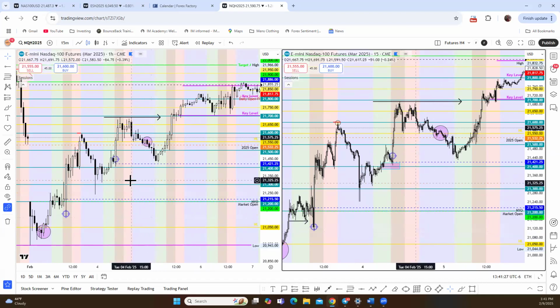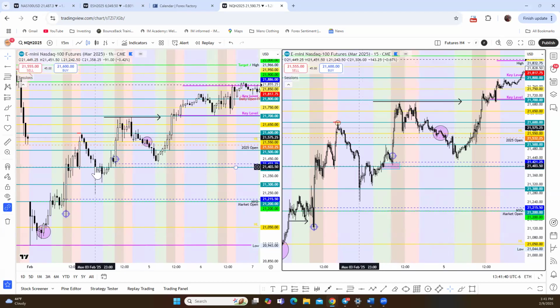Nothing wrong with it. You can find profitability, but you're taking on more heat. So overnight, price going into Wednesday starts to sell back into where? The demand, 21,450, right? Inside the accumulation.